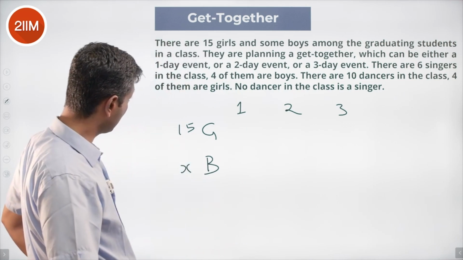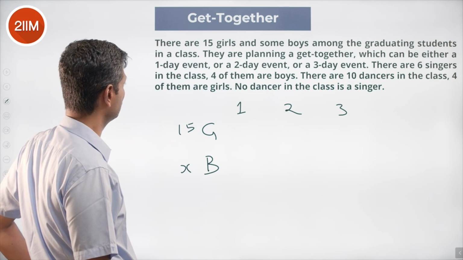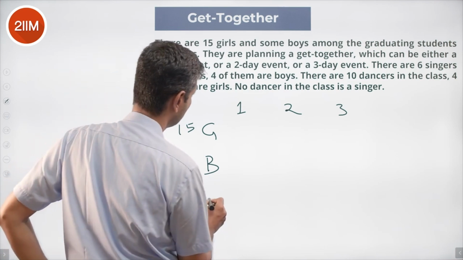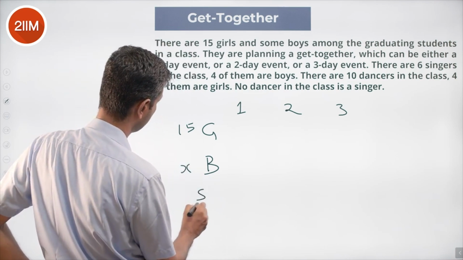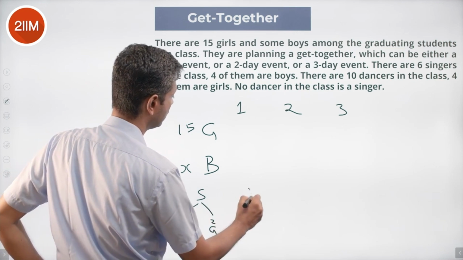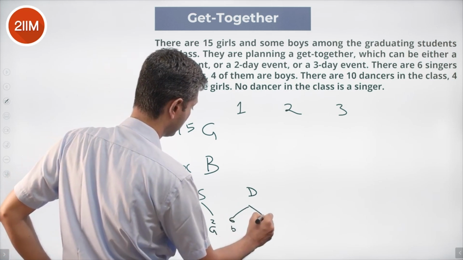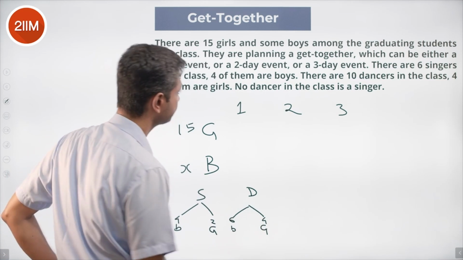There are 6 singers in the class, 4 of them are boys. There are 10 dancers in the class, 4 of them are girls. So singers, 4 boys and 2 girls. Dancers, there are 6 boys and 4 girls. Nice.